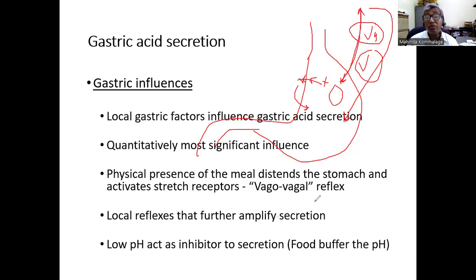So therefore, this reflex we call vagal reflex, because afferent also goes through the vagus nerve, efferent also will come through the vagus nerve. So we call it vagal reflex. That is also important for the secretion and for the motor function of the stomach.